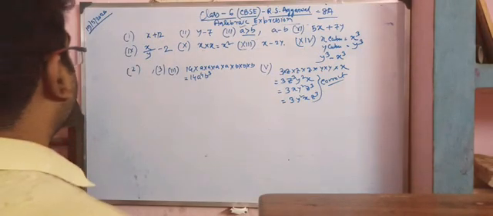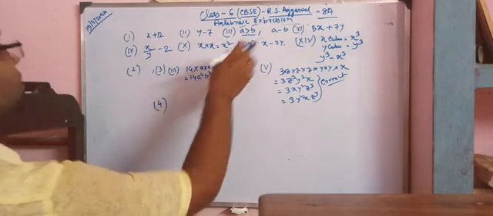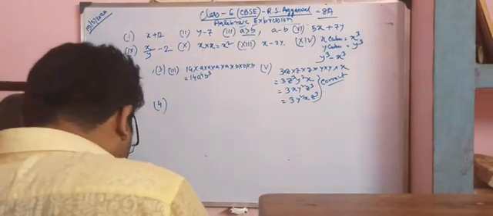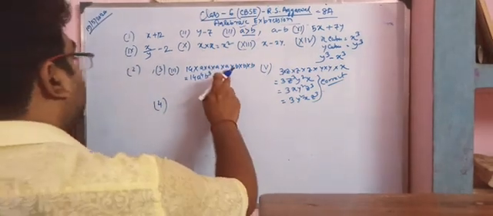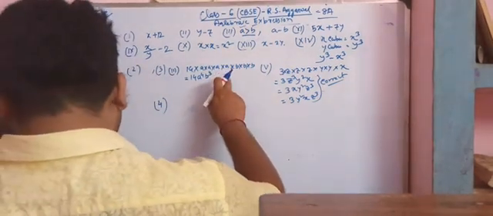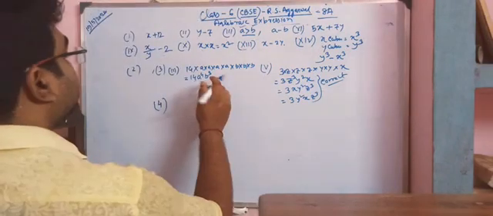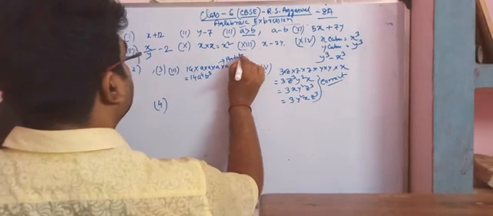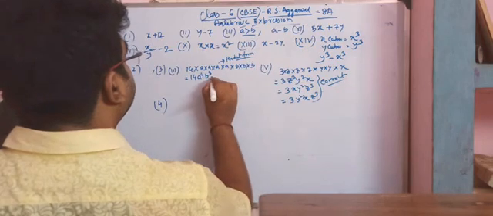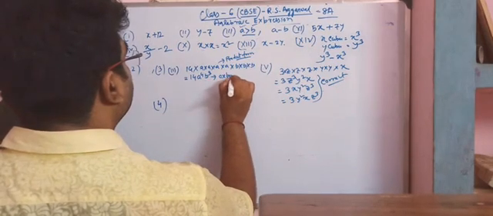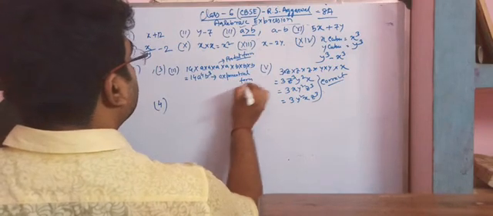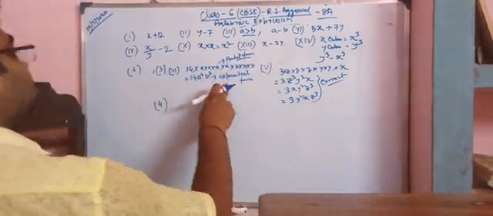Next, question number 4 of exercise 8A. Remember, write down the following in product form. So this is the product form, and this is exponential form. The product form is given. We have to make it as exponential form.